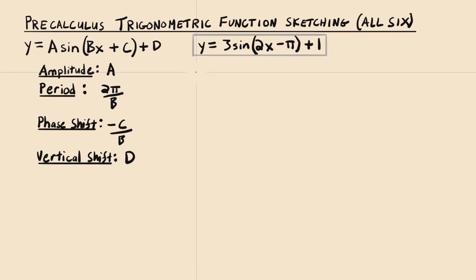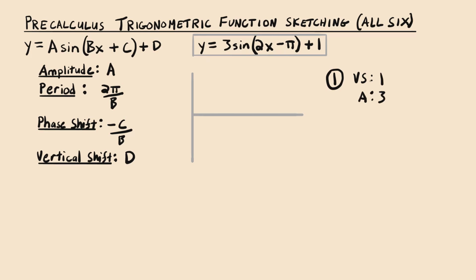I chose this problem because you have all 4 parts you need. Y equals 3 sine of 2x minus pi plus 1. So your first step is to find the vertical shift and amplitude. The vertical shift is represented by d on the outside of the equation. It's the vertical start point of where the graph begins. Our problem has a plus 1 at the end, so we add a 1 right here.